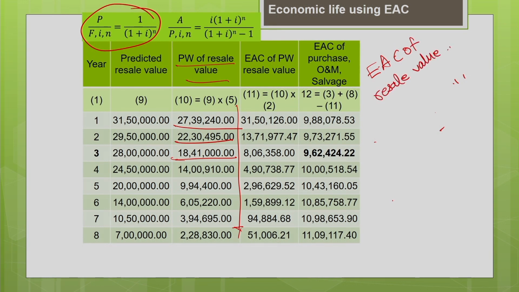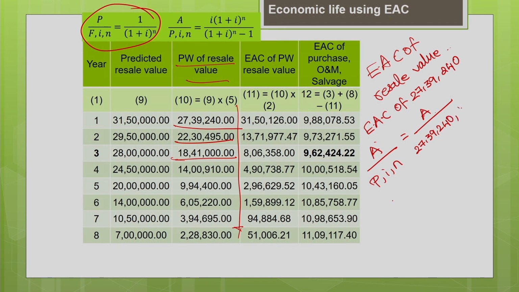So, how to find that? So, the present worth of your resale value is 27 lakh 39,240. Okay. For this we have to find the equivalent annual cost. So, we need to find A for the given P, I, N. So, A for the given 27 lakh 39,240, interest rate 0.15, N is 1.